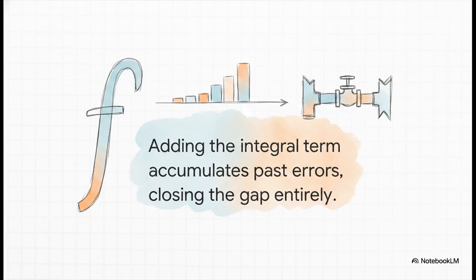So even if that annoying offset from the P controller is tiny, the PI controller just keeps tracking it, adding it up minute by minute, until that accumulated history of error becomes large enough to force the steam valve open just a little bit more, closing the gap entirely.